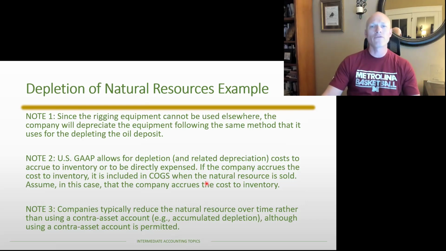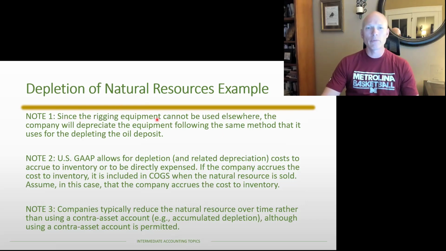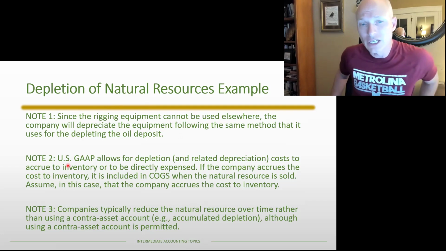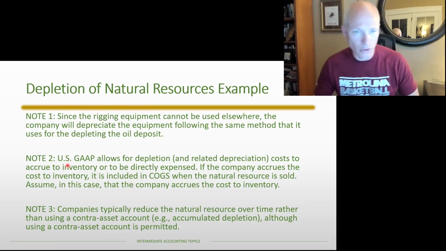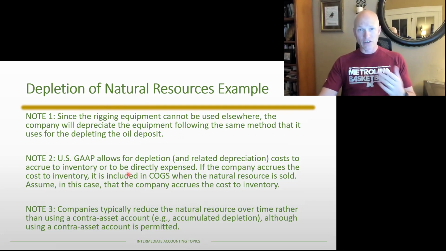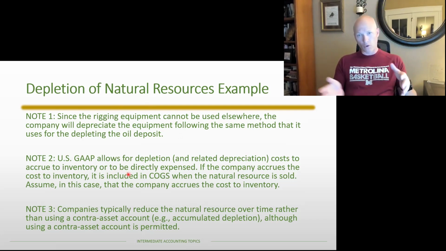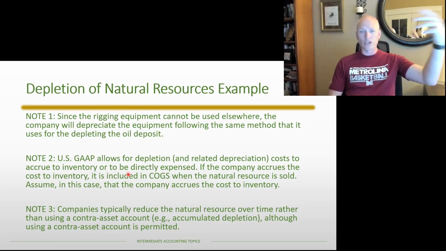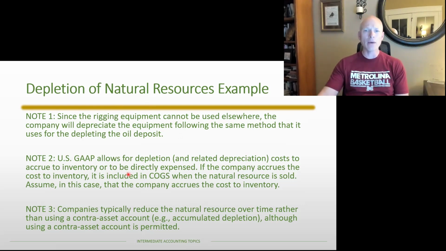All right, a couple things to note. First of all, since the rigging equipment cannot be used elsewhere, you're going to depreciate the equipment using the same method that you're using for the oil deposit. And so you're going to go activity-based for the equipment. Again, the key is because the rigging equipment cannot be used elsewhere. That's a key factor. US GAAP allows depletion and the related depreciation costs to accrue to inventory instead of being directly expensed. And so essentially it gets rolled up into the cost of the crude oil. And then when you sell the crude oil, it would roll into cost of goods sold at that point in time.